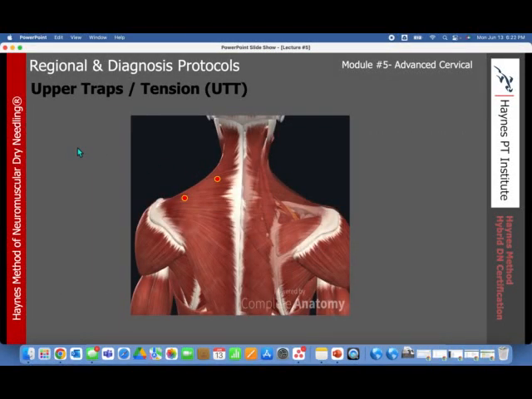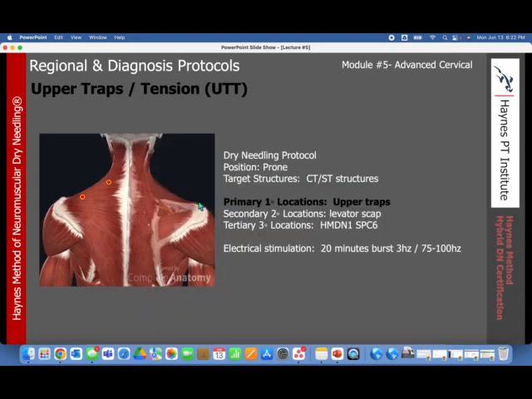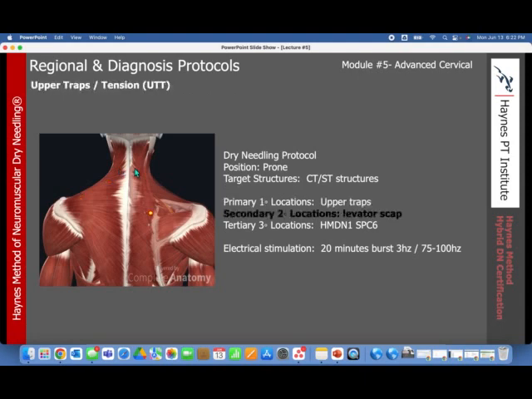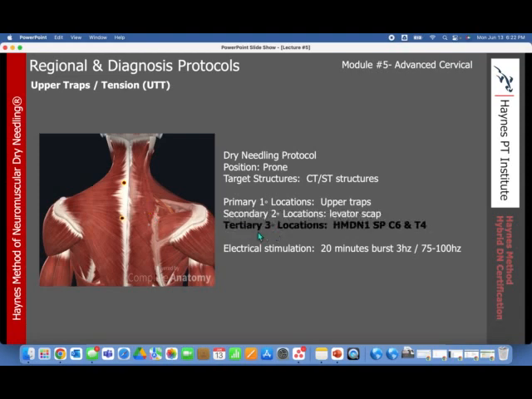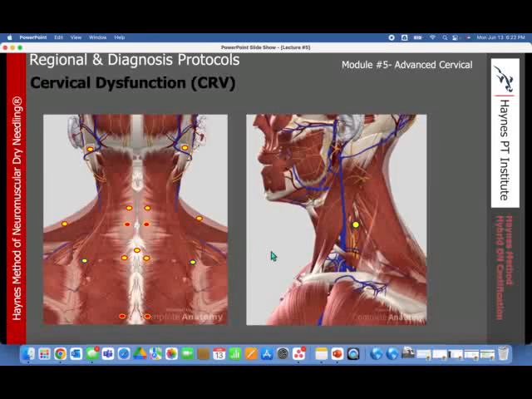For our upper traps and tension, again, this is that tension that we all carry up in those upper traps. Here, the primary location is going to be the upper traps. Secondary, we'll throw in our levator scap coming off that superior angle of the scapula, and then finally our tertiary location would be our 2 spots from the original introductory material, adjacent to the spinous process of C6 and T4, and definitely want to stem those things.